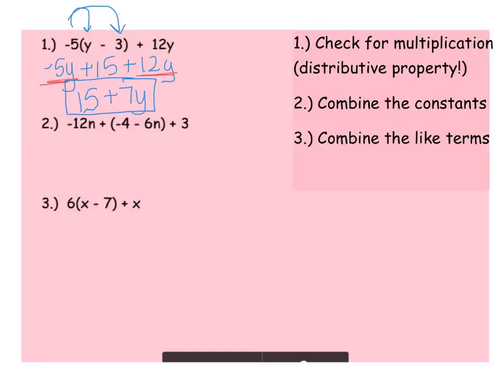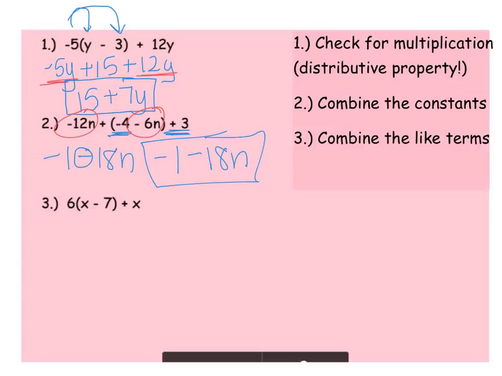Let's combine the constants. We have a negative 4 and a positive 3. When we combine negative 4 and positive 3, that's negative 1. Now combine your like terms. You have a negative 12n and a negative 6n. When we put two negatives together, we add them and get negative 18n, and we keep the sign. So in my answer, I'm going to write minus 18n. That minus means that 18n is negative. So negative 1 minus 18n is my final answer.